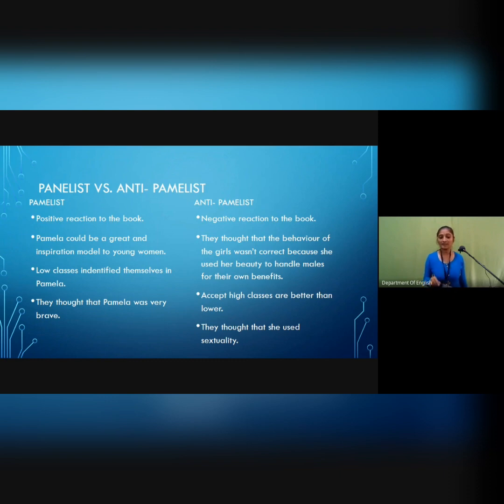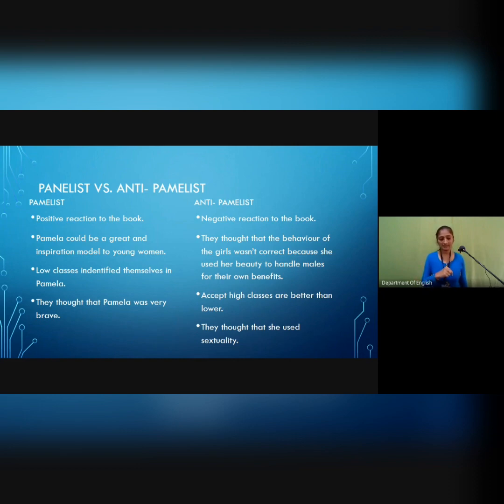Pamela could be a great and inspiring model to young women. Pamelists say that she inspired women in this present era. And anti-Pamelists presented that Pamela's behavior was not correct because she used her beauty to handle males for her own benefit. It means she showed that Pamela was attracted to Mr. B also for his wealth.